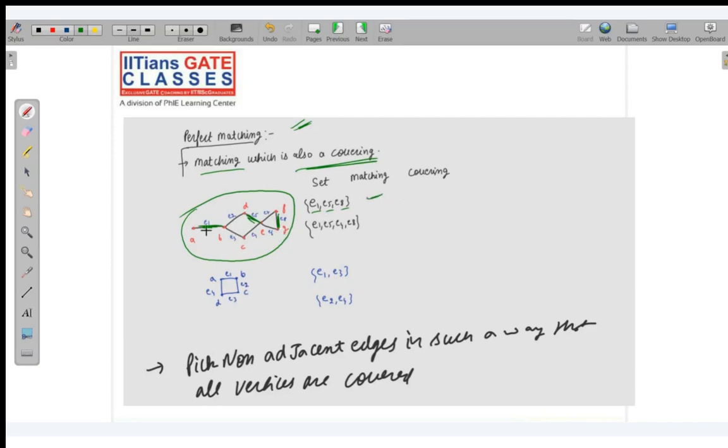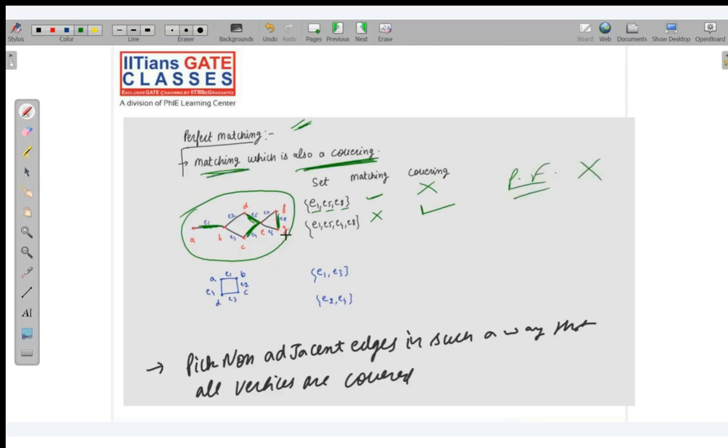Is it covering? E1 is covering A and B, you have covered D, you have covered F, and C is not yet covered. So it is not a covering. Now take E1, E5, E4, E8. Is it a matching? The moment you have taken E4, E5 and E4 are adjacent, so it is not a matching. But yes, it is a covering. So perfect matching means matching which is also a covering. Here we have not got any perfect matching.